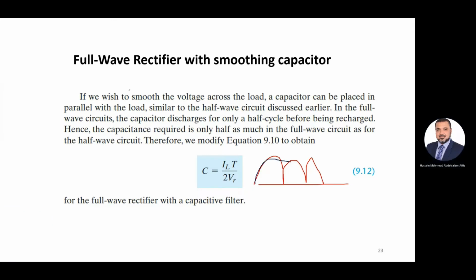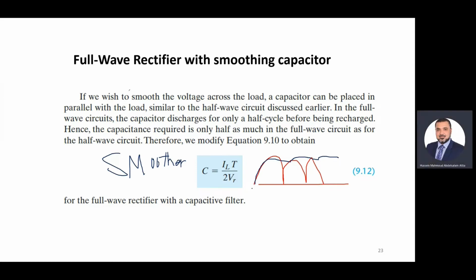Look here. Look at the ripple. The ripple is less. You have a smoother signal.